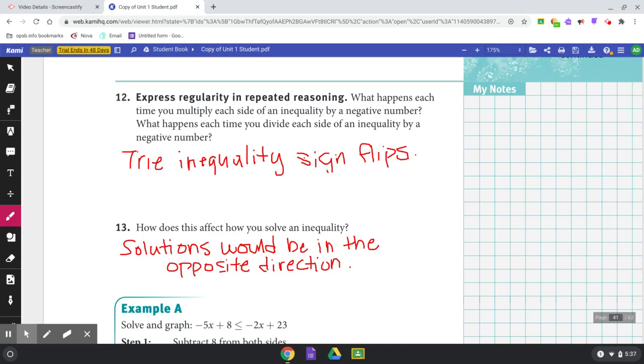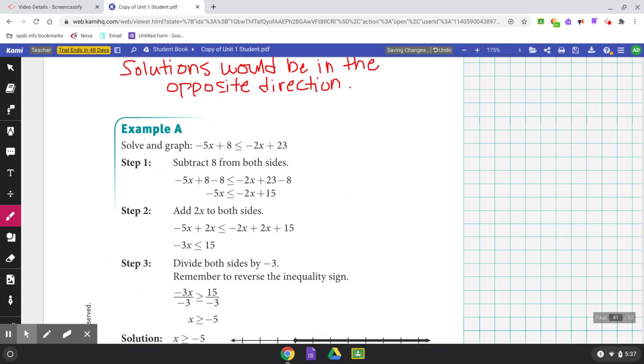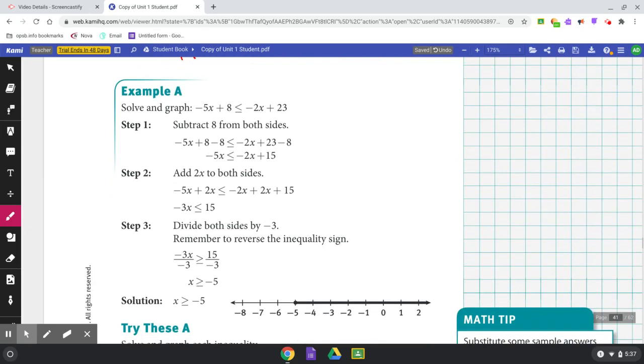Now we have an example. Example A. Solve first. You have to solve. Solve and graph negative 5x plus 8 is less than or equal to negative 2x plus 23. So when you go through all the steps of solving that inequality, as you can see here, if you want to pause the video and follow them step by step, you're welcome to. But you get that the solution is greater than or equal to negative 5.